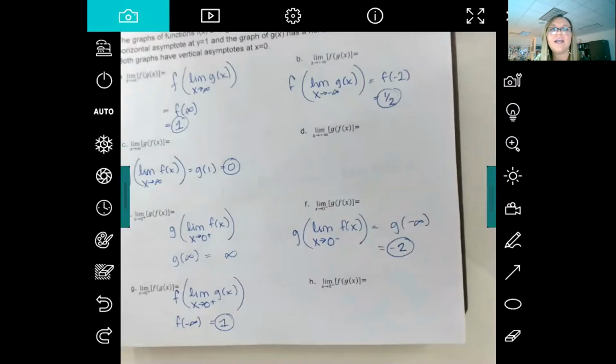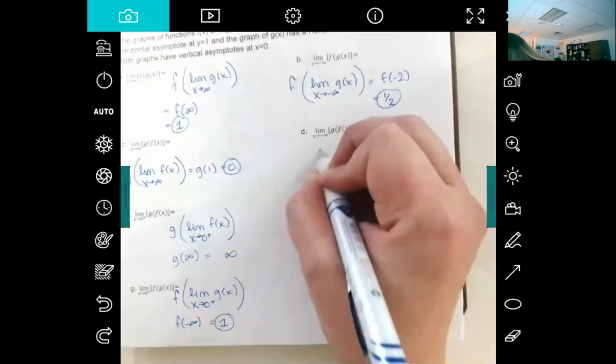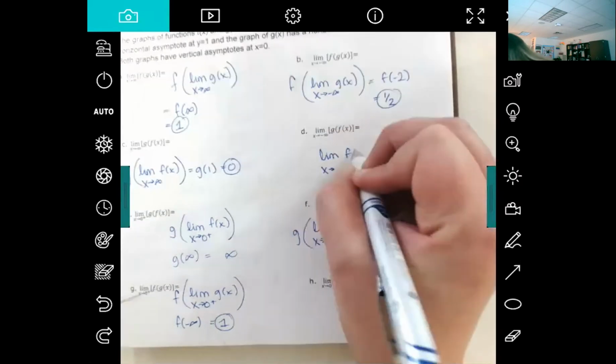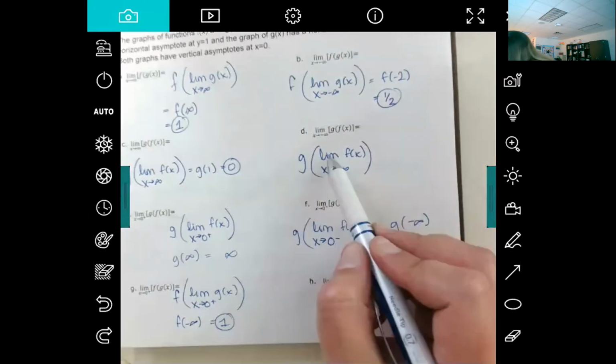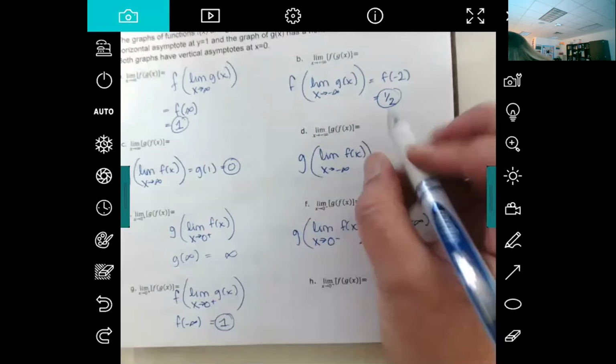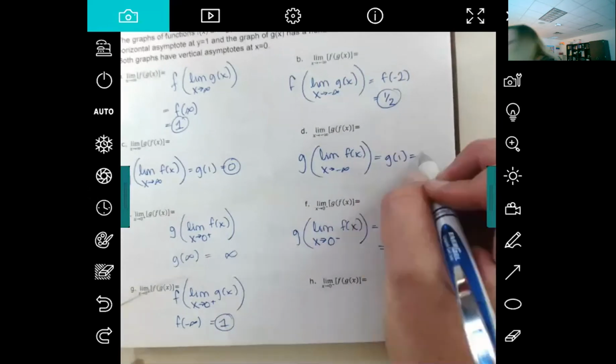Okay, and then Jakayla, how you doing? I'm good. Is D 0? D, let's see, we'd have the limit as x goes to negative infinity of f of x. That would be 1, and then you'd want g of 1, which is 0. Yes, ma'am, it is. Good job.